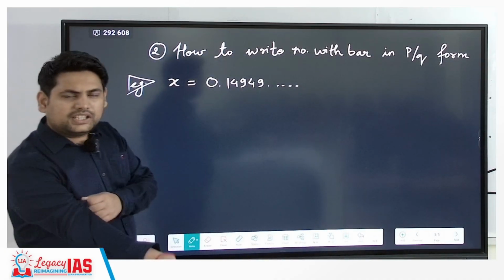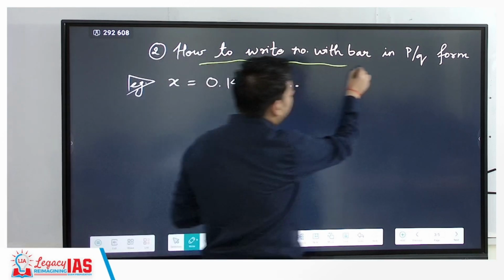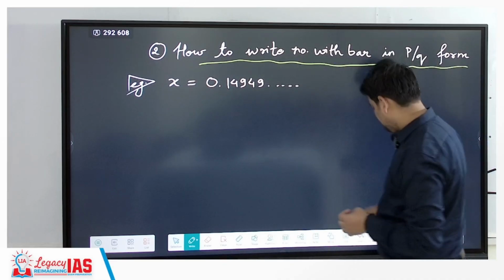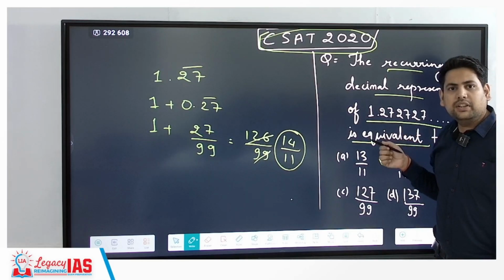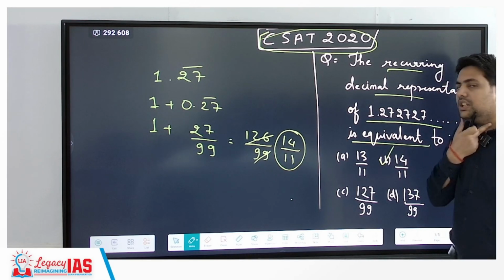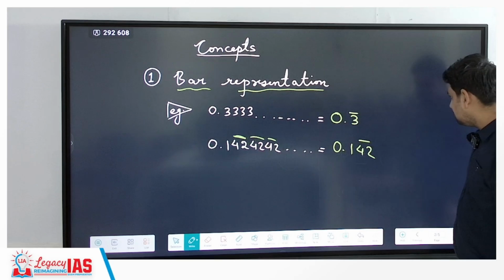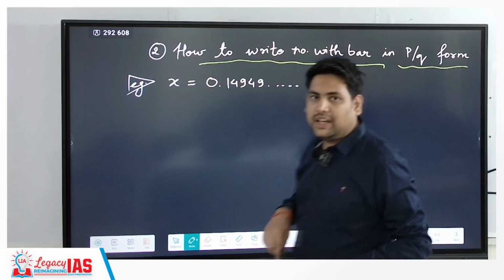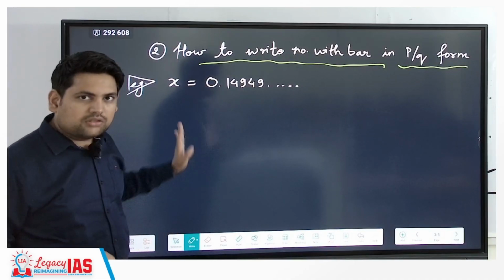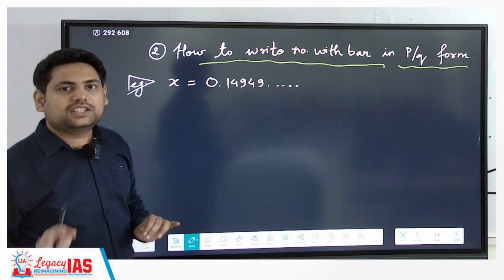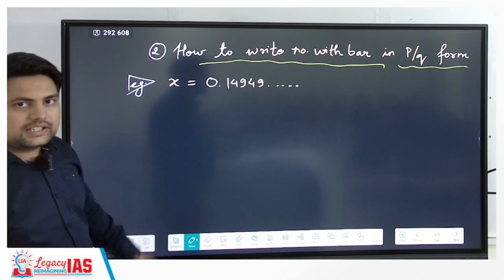Then the second concept that you need. Now we would want to write all these numbers with bar in p by q form. This is our question. Can you see? This is a number with a bar written in a different way. Now it is asked what it is equivalent to. So that means we want it in p by q form. So let's first understand how we do it mathematically, like the real long process. After that we'll see a trick by which we can do it very quickly, like I did. So first let's understand the concept.